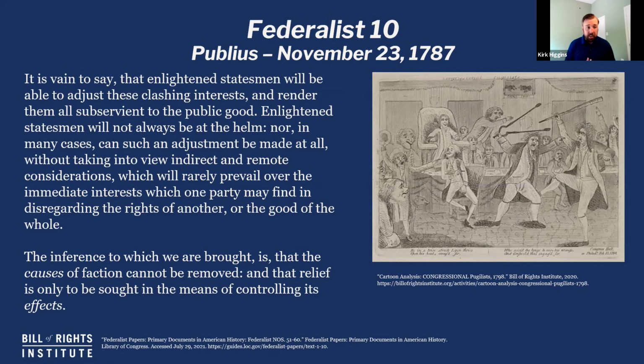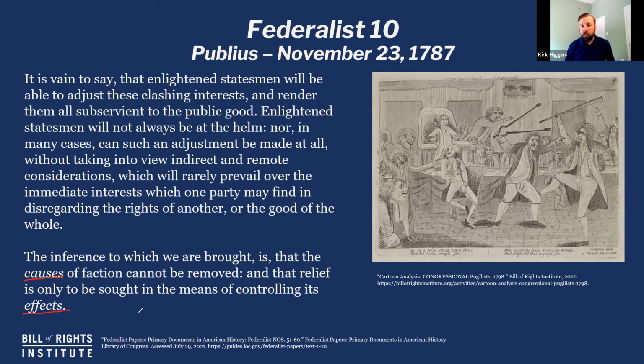So he says the inference to which we're brought. In other words, the conclusion that we're faced with now is that the causes of faction cannot be removed. They're not going anywhere. We have these interests. He gives that practical example of what these interests are, and that the only relief is going to be in controlling its effects. So we can't get rid of the causes, so we're going to control its effects.